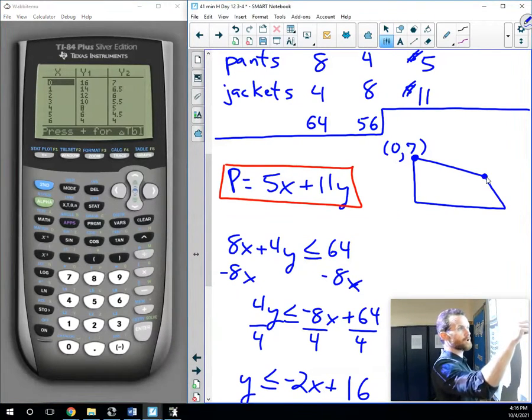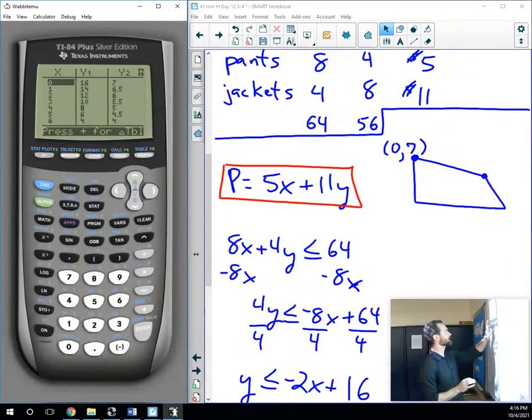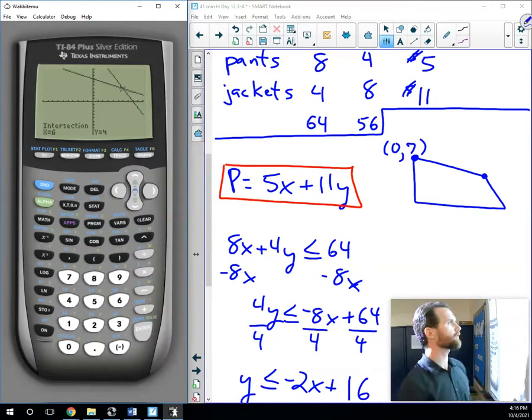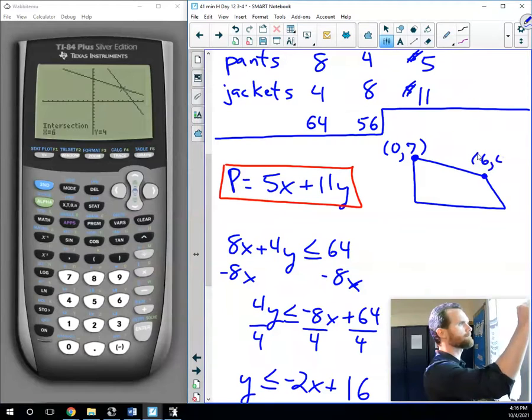Next, we have this point right here, which is an intersection. Second, calculate, 5 for intersect. Go to the right until we see our cursor. There it is. That's close enough. Enter, enter, enter. Intersection, what does it say? 6, 4.